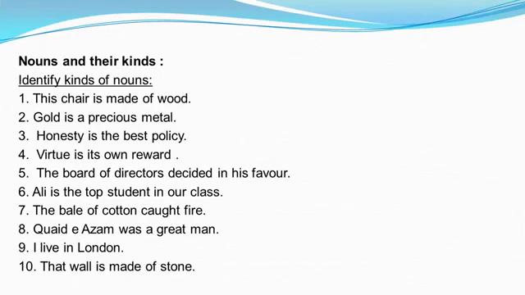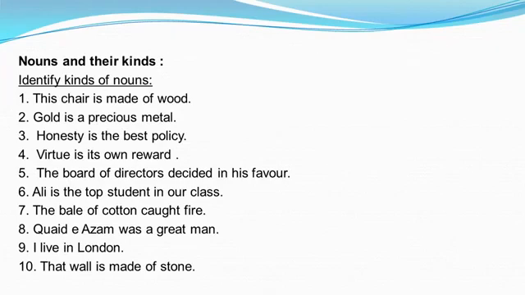The board of directors decided in his favor. Here, board is collective noun. Ali is the top student in our class. Here Ali is proper noun, and class is common noun. And then the bale of cotton caught fire. Here bale is collective noun. Number 8, Quaid-e-Azam was a great man. Quaid-e-Azam is proper noun and man is common noun. I live in London, and London is proper noun. That wall is made of stone. Stone is material noun and wall is common noun.